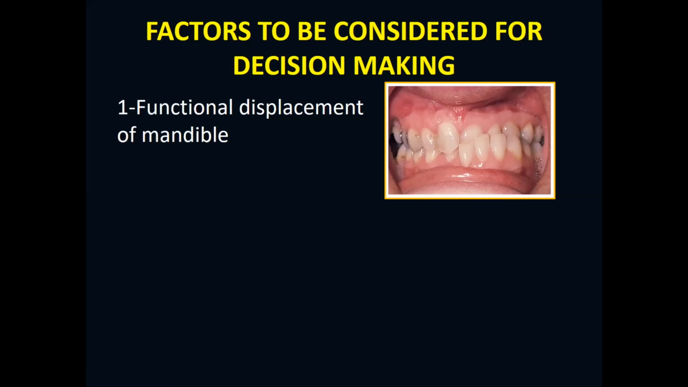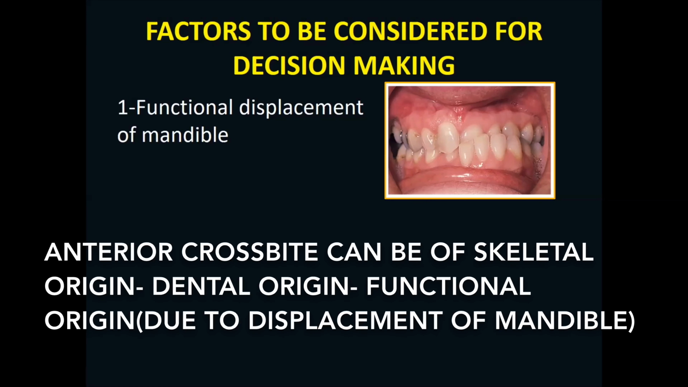Thirdly, because the maxilla is deficient, this would lead to compensation of the upper incisors in the form of proclination of the upper incisors. So in the skeletal type of anterior crossbite, you will be observing the deficient maxilla and retrusive profile.